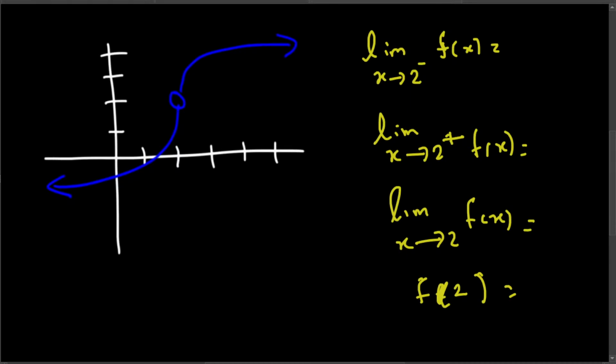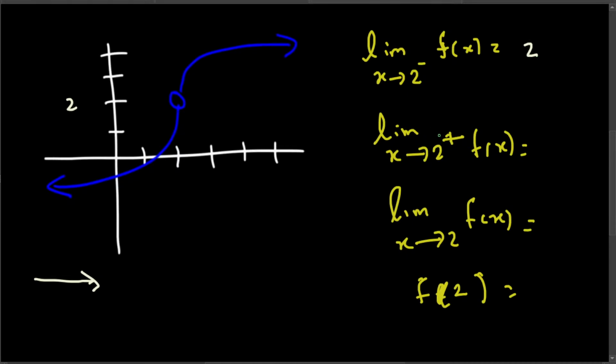Let's look at the first one. When the limit as x approaches 2 from the left side, what's the y value? It's coming from left to right. Which part of the graph is it on? We only have one graph, so it's this one. And at 2, the value is 2 here. So the answer is 2.